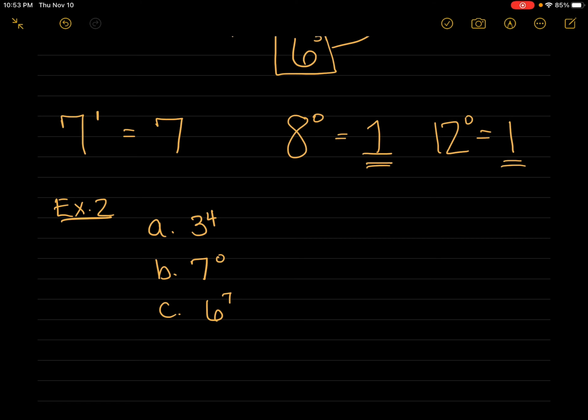Okay, so if they want you to write this with repeated factors, remember, factors are the things you multiply. So 3 to the 4th power would be 3 times 3 times 3 times 3. That's what they want when they say repeated factors. Okay, but 7 to the 0 doesn't have factors. It's just 1. So you don't leave it blank. You don't rewrite it as 7. The answer is just 1.